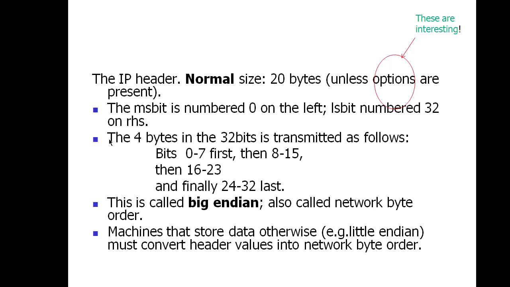The most significant bit is numbered 0 on the left, and the least significant bit is numbered 32 on the right hand side. And the way in which the packet is going to be transmitted is that each of the 4 bytes in the 32-bit field is transmitted as follows: bits 0 to 7 first, then 8 to 15, then 16 to 23, and finally bits 24 to 32 last. This way of transmitting the packet and the packet header is called big endian, and it's also called network byte order. Machines that store data otherwise are called little endian, and must convert header values into network byte order before you can actually do anything.